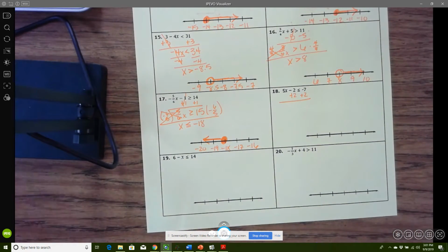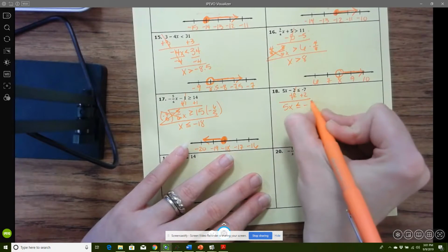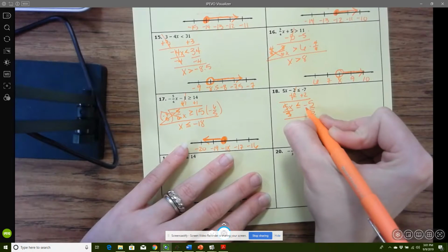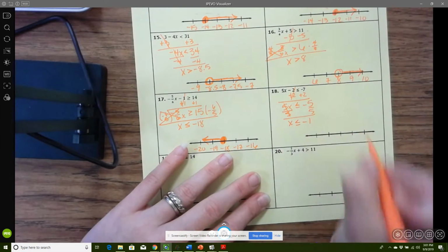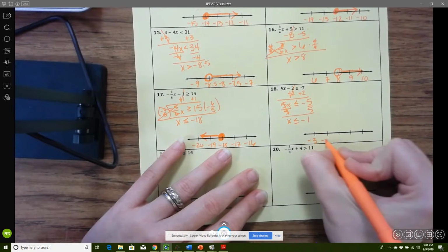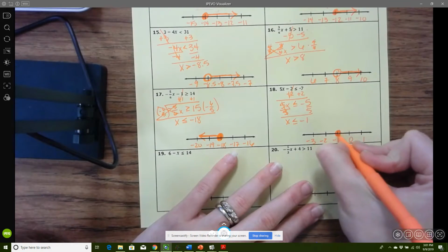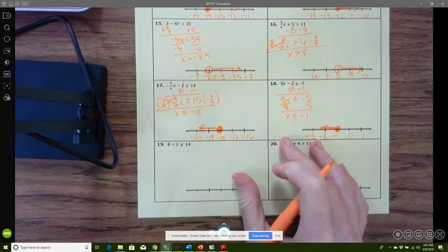All right, on 18, we're going to add 2 to both sides. So negative 7 plus 2 is a negative 5. And then we're going to divide both sides by 5. So it doesn't matter that your answer is negative. It's if you're multiplying or dividing by a negative. So closed circle. x is less than, so it's going to go to the left.